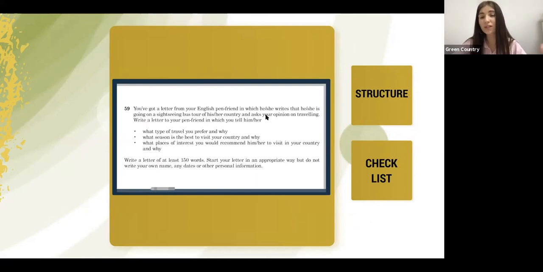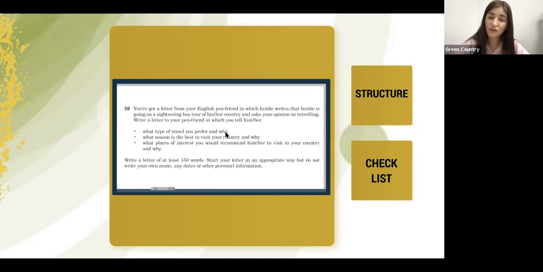To write the introduction, just take the task sentence. In our case, the task sentence is, you've got a letter from your English pen friend in which he or she writes that something happened. So you can write, hi, Jack, he or she writes, he, she is going on a sightseeing tour. Okay, so you can write, I'm writing to you to express my opinion on your recent sightseeing bus tour in your country, for example, in England. And I would like to tell you some preferences of mine, for example. It's enough for your introduction.